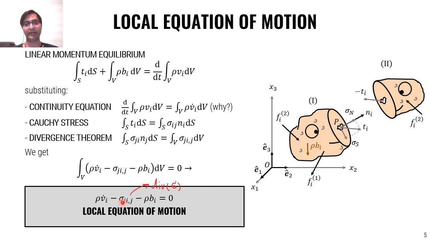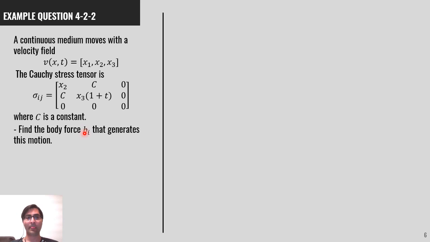And you remember that sigma ji comma j is the divergence of sigma. Here is another example. It says a continuous medium moves with a velocity field of v equal to x1, x2, x3. Note that v is defined in the current frame.